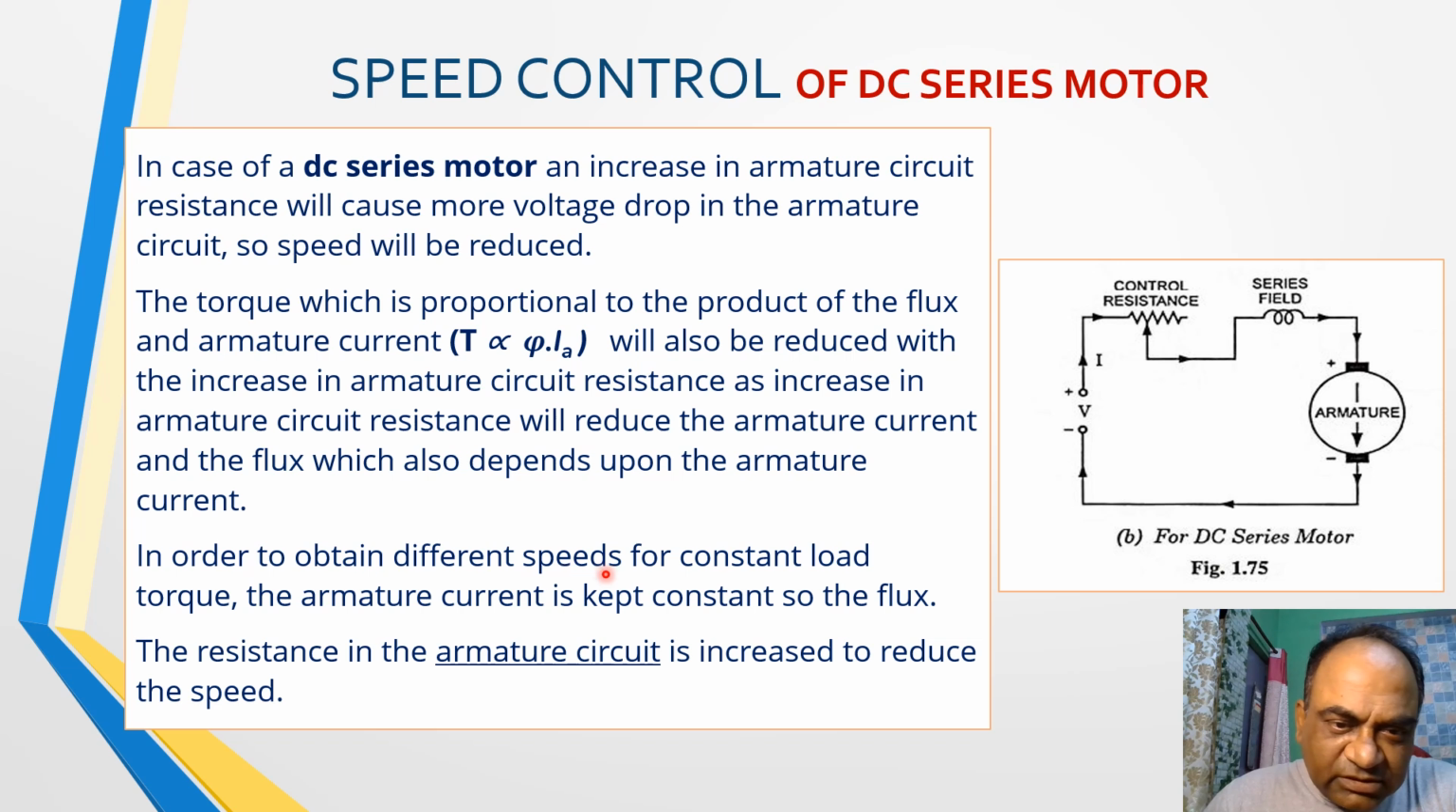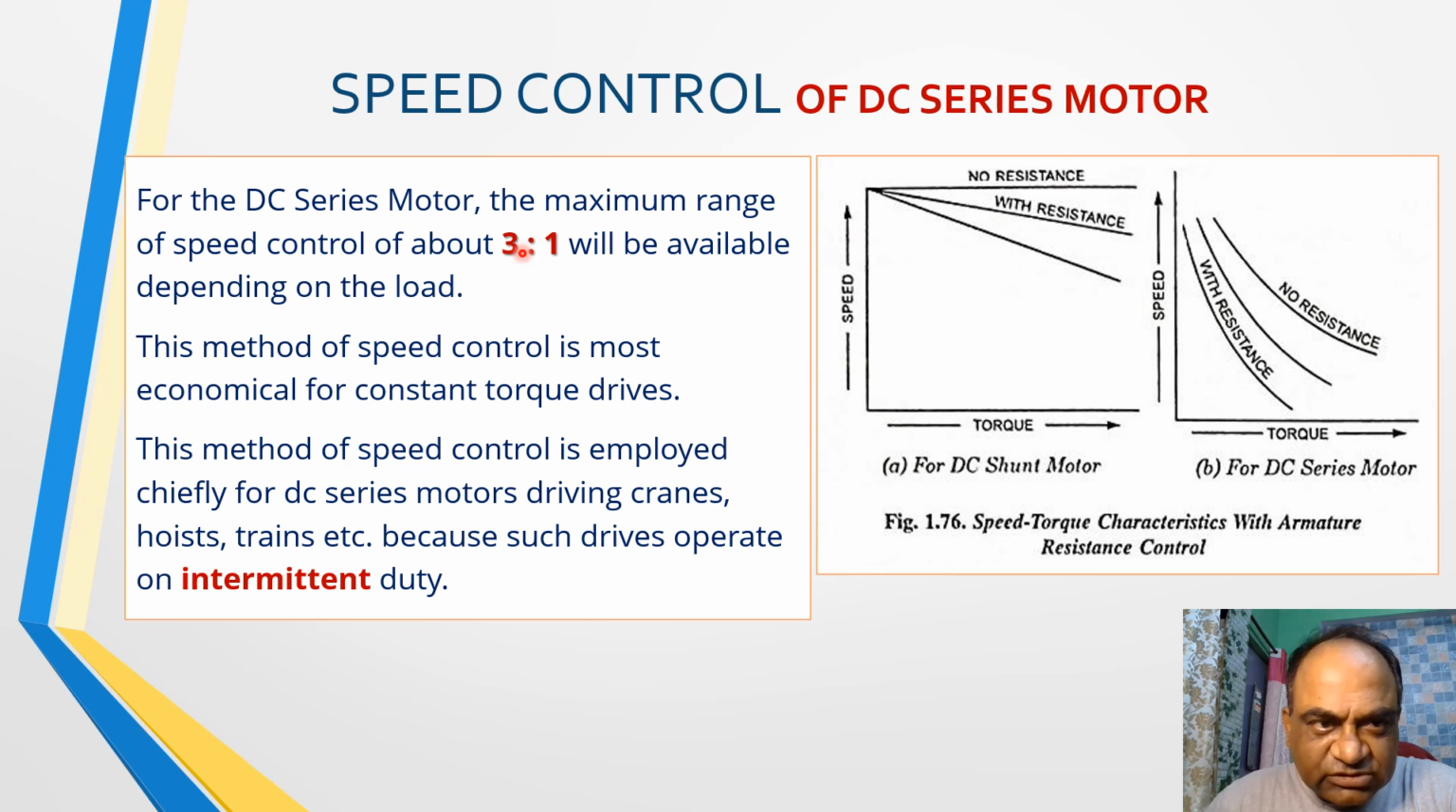So in order to obtain different speeds for a constant load torque, the armature current is kept constant. So the resistance in the armature circuit is increased to reduce the speed. Basically, below the rated speed, if you want to reduce the speed, you insert resistance in series with the armature circuit, or with the field circuit as such in the case of the DC series motor.